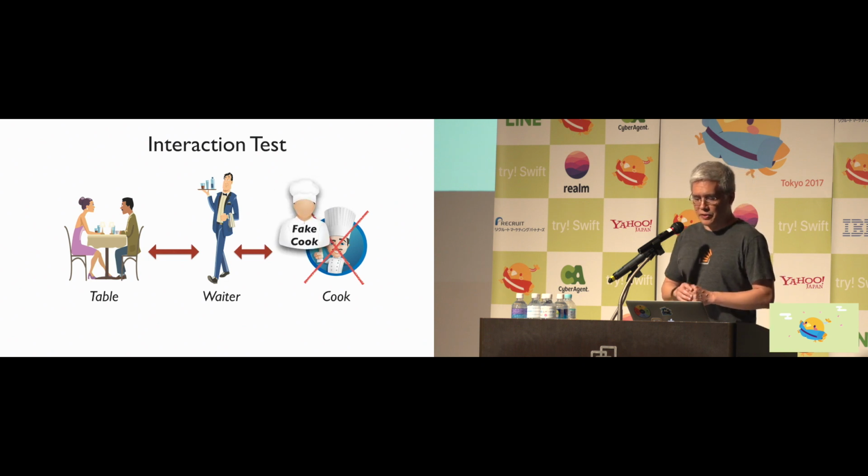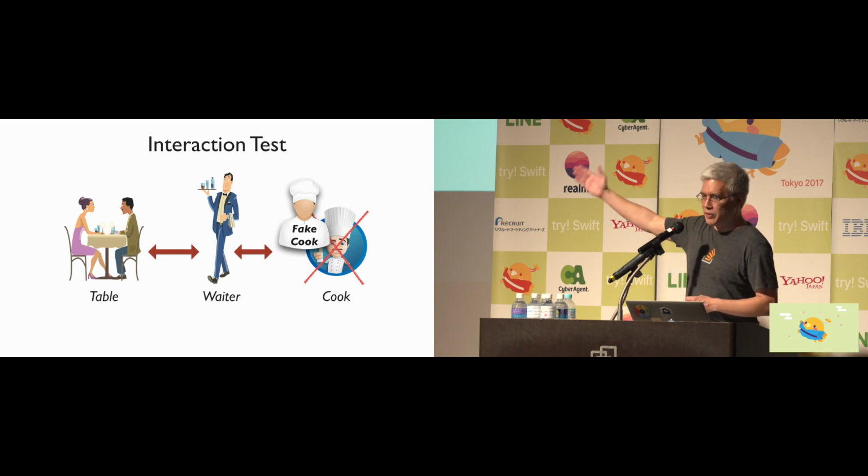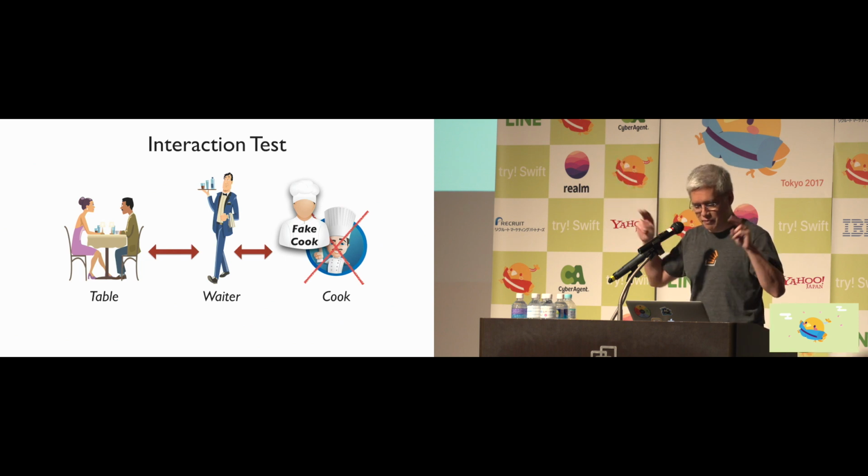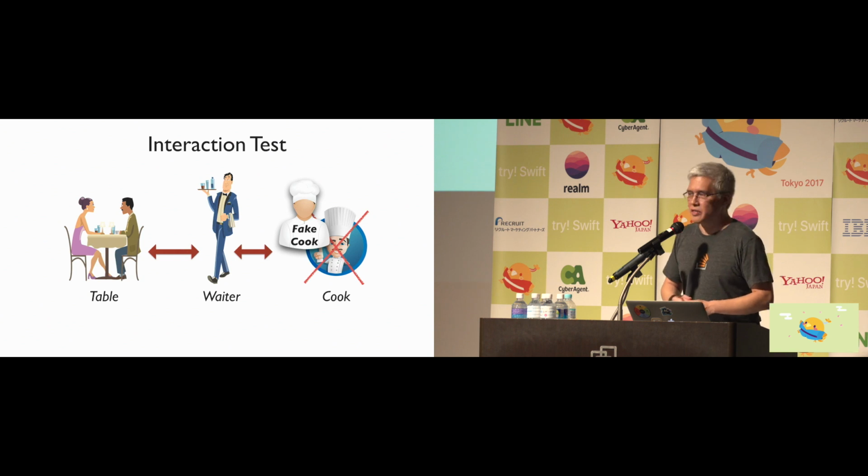For unit tests, we want to use a fake cook. Instead of testing the results of real cooking, we instead test how the waiter communicates with the cook. This is an interaction test. The tests define a contract of messages the waiter sends to the cook.